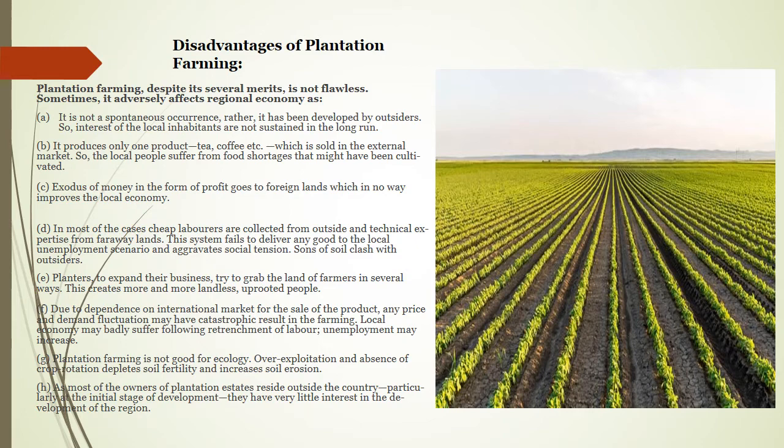Plantation farming is not good for ecology. Overexploitation and absence of crop rotation deplete the soil fertility and increase soil erosion. So this type of farming is also not good ecologically, as only one crop is cultivated for a long duration of time. Because of this, the fertility of the soil is getting reduced, and as there is an absence of crop rotation, the quality of the soil suffers. Because of this, the soil erosion is also increasing.